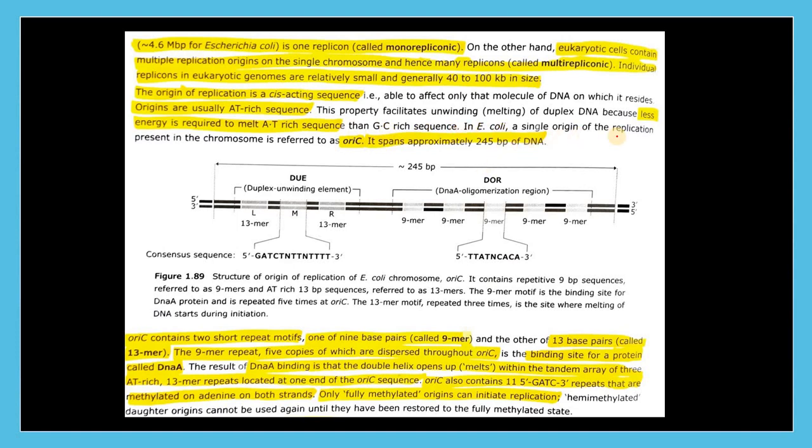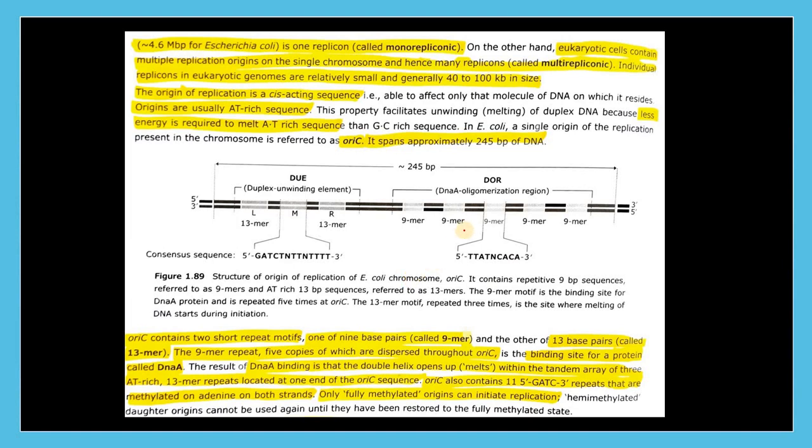Now in E. coli, the single origin of replication present in the chromosome is referred to as OriC. In E. coli, there is just one ORI and it's called OriC. This is the image of OriC actually. It spans approximately 245 base pairs of the DNA. That's it. So this is the structure of the origin of replication in the E. coli chromosome, OriC.